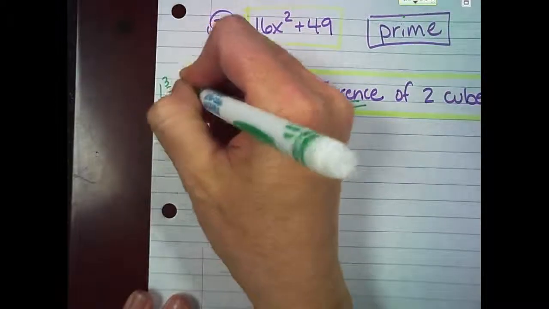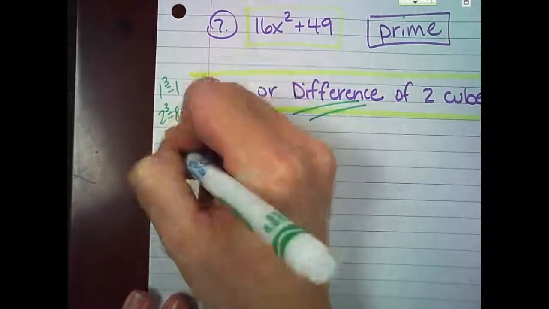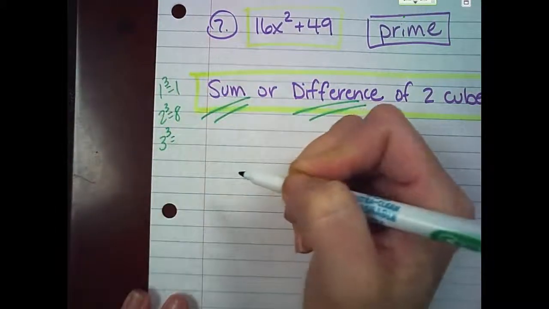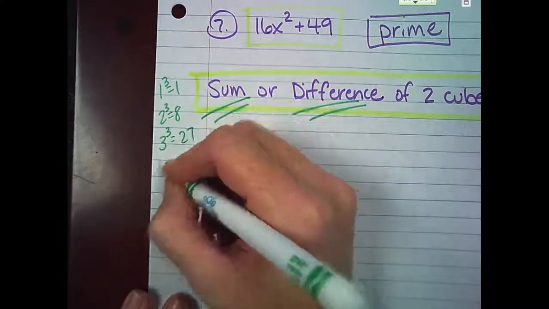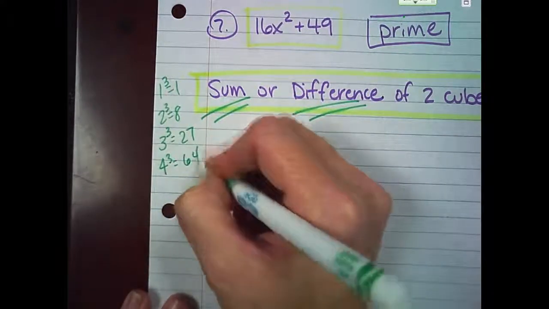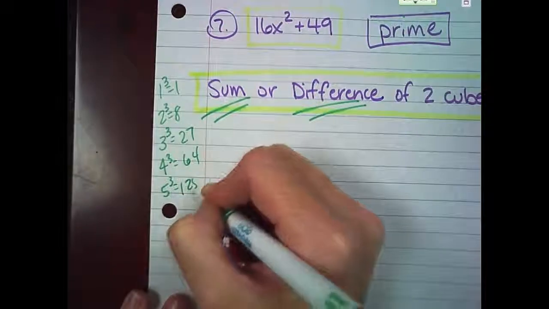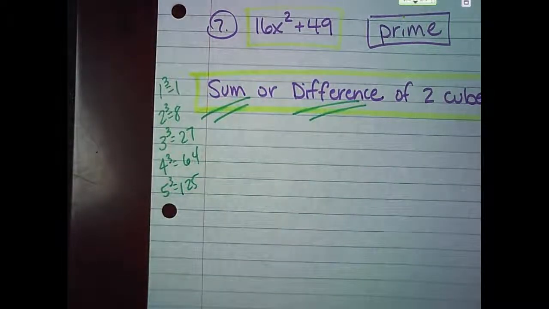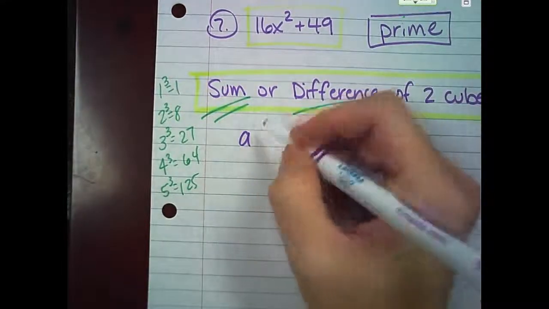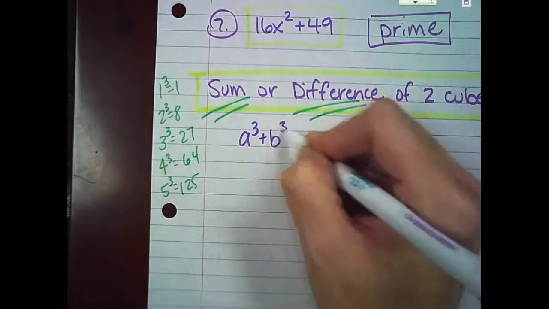1 cubed is 1, 2 cubed is 8, right? What's 3 cubed? 4 cubed? 64. And 5 cubed? Good, alright. So you know your cubes. So we're going to be looking for two terms, plus or minus in the middle, and perfect cubes. Let's give one a shot. Oh, well, hang on. I got ahead of myself.